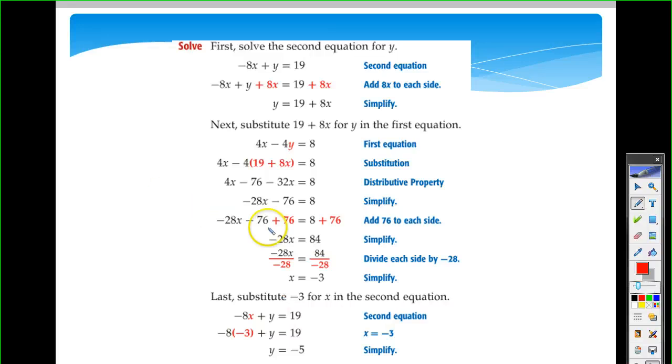Last, once they got this x equals negative 3, they put it back into the original equation here. Instead of the x, they put negative 3 and solve for y. So remember, when you write your answer, you put x first and then y in an ordered pair. So negative 3 and negative 5.